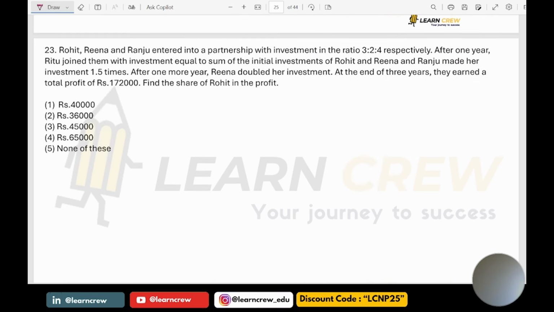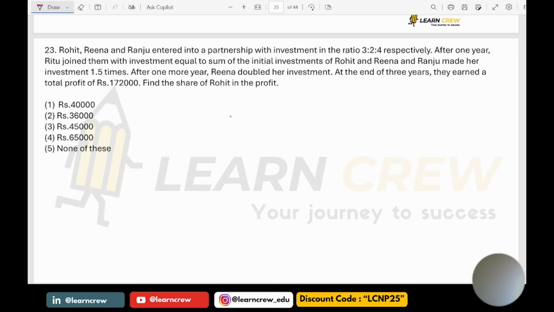Next, Rohit, Reena and Ranju enter into a partnership with investments in the ratio 3:2:4 respectively. After 1 year, Ritu joined them with an investment equal to the sum of the initial investments of Rohit and Reena. And Ranju made her investment 1.5 times. So after one more year, Reena doubled her investment. At the end of 3 years, they earned a total profit of 1,72,000. Find the share of Rohit.